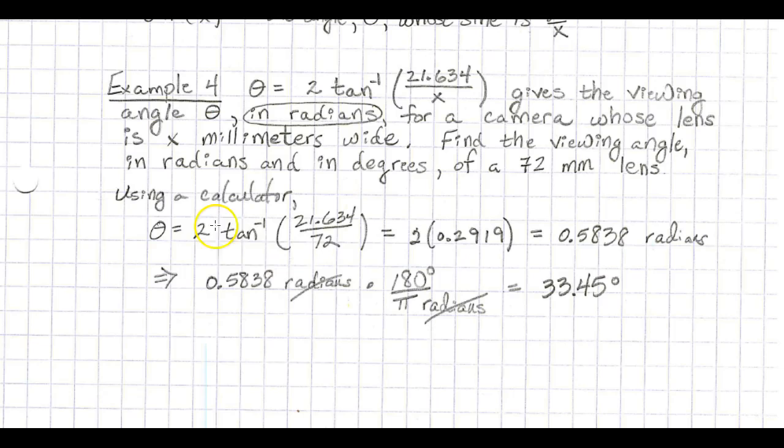Make sure that you can understand how to use the tan inverse button. Make sure you know that your calculator is in radians mode. Practice, make sure you do get 0.2919 when you plug this into your calculator.